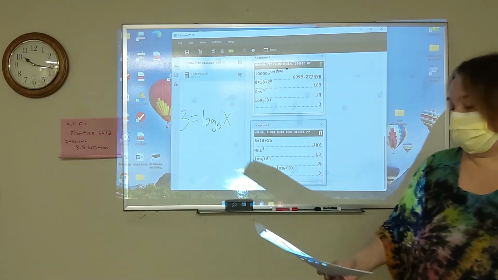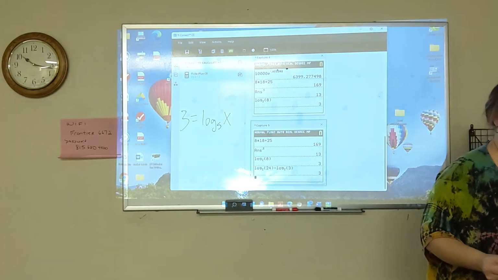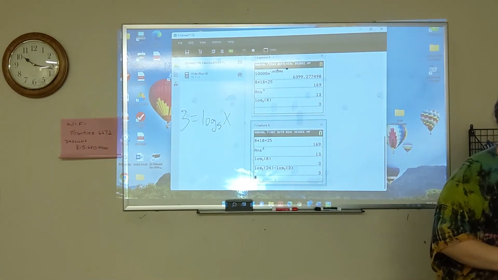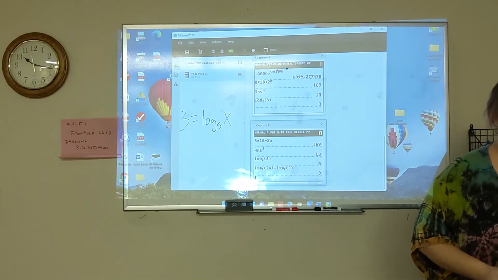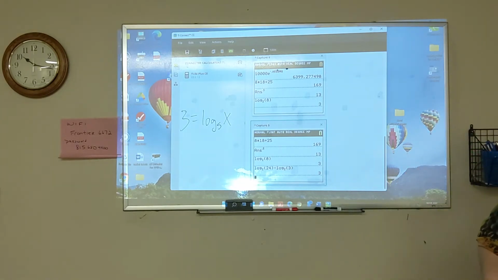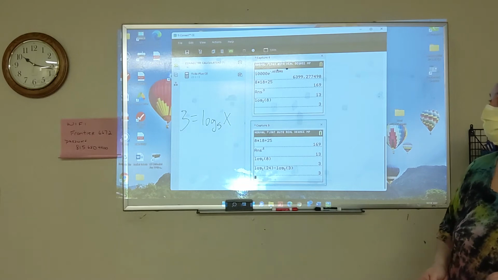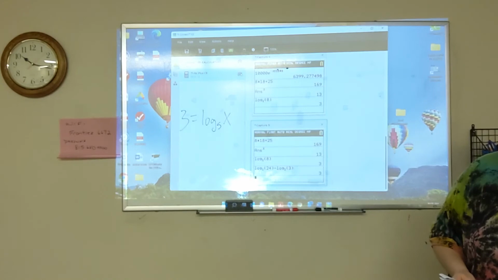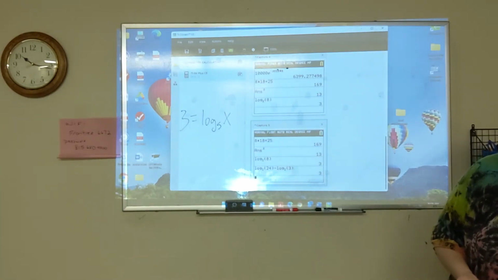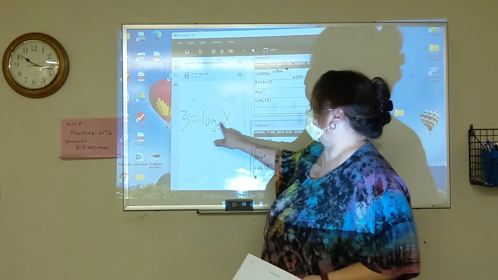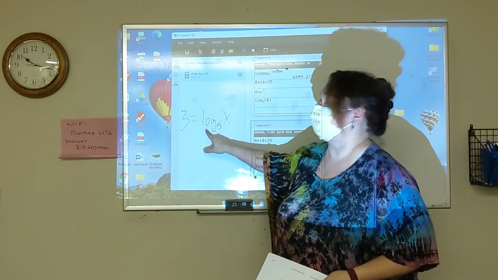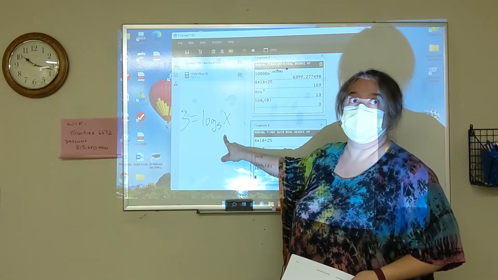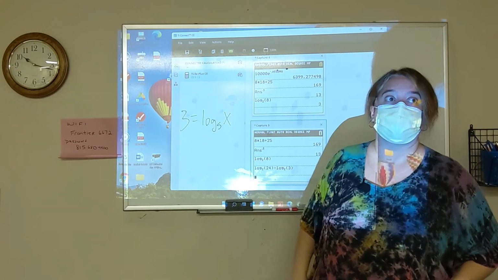And the one that should work in that case is 125. It should be D. If you plug in 125 here, you should get 3. If you do log of 125 divided by log of 5, you should get 3. Or if you do log base 5 of 125, you get 3.